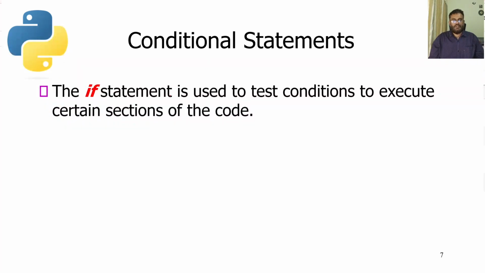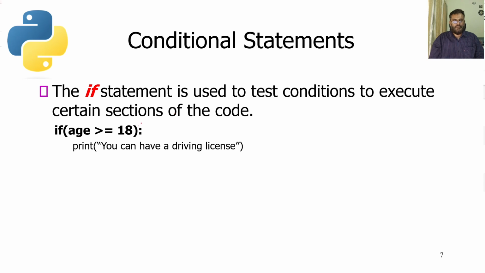So the if statement is used to test conditions to execute certain sections of the code. For example, if age is greater than or equal to 18, it means that this condition can either be true or it can be false. If the variable age has a value greater than or equal to 18, then it is true, otherwise it will be false. So if it is true, then this has to be followed by this colon as per the Python syntax.